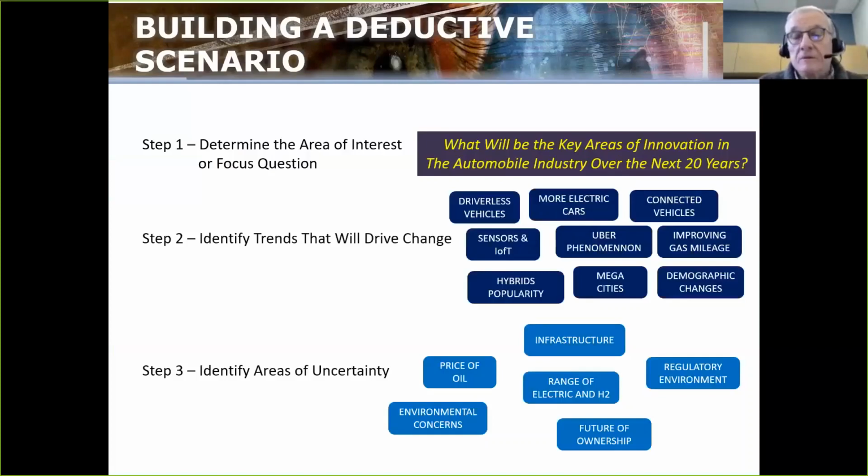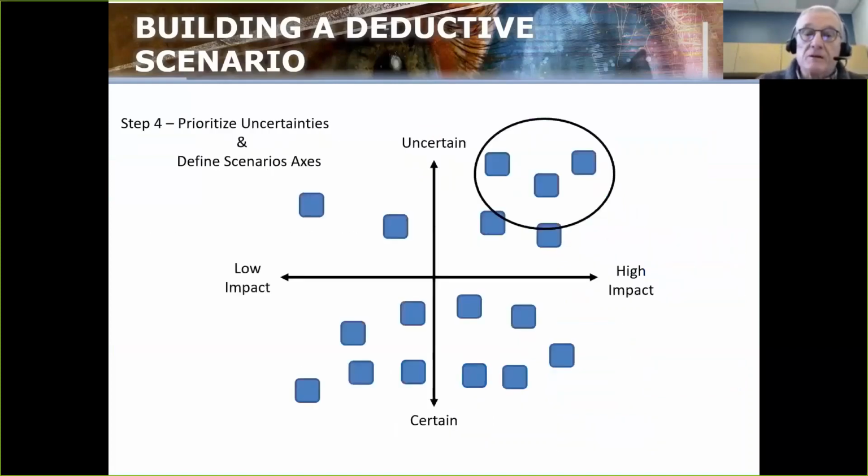You don't have to project it. It's an uncertainty. And then the first major step is to take all of those and plot them on this graph, which has certain to uncertain on the y-axis, low impact to high impact on the x-axis. We had a 3-hour workshop last night and went through this with some graduate students, and it was a lot of fun. There's not much point in paying attention to the low impact items, but the highly uncertain, high impact areas are where you pick the axes for that matrix.